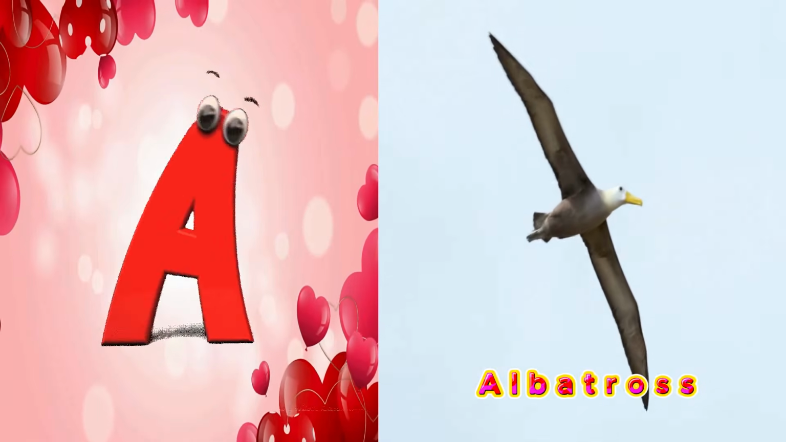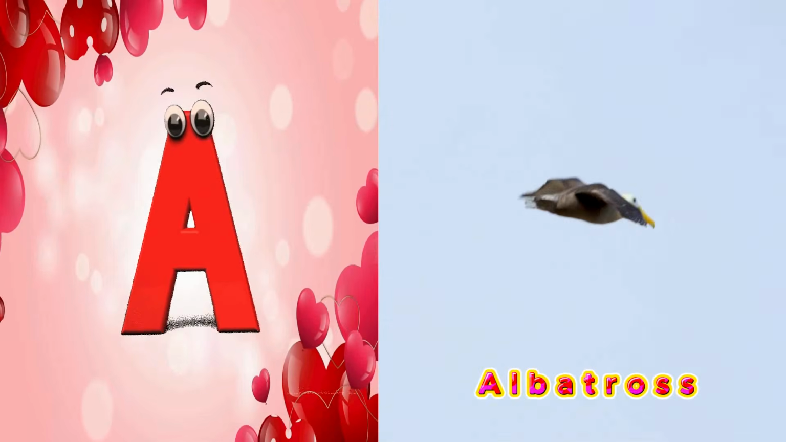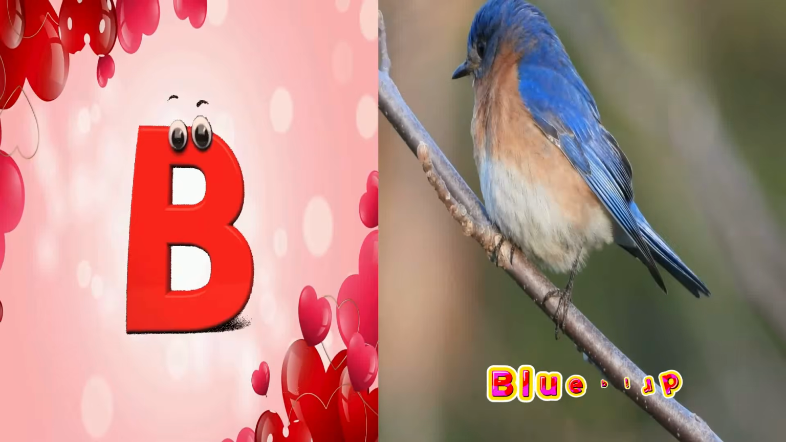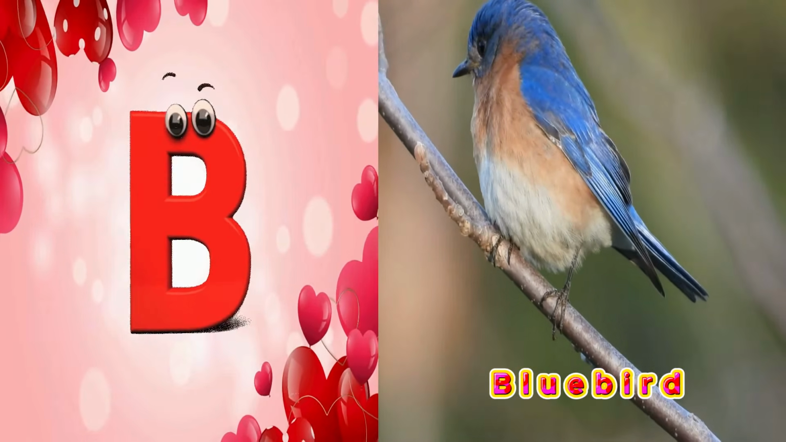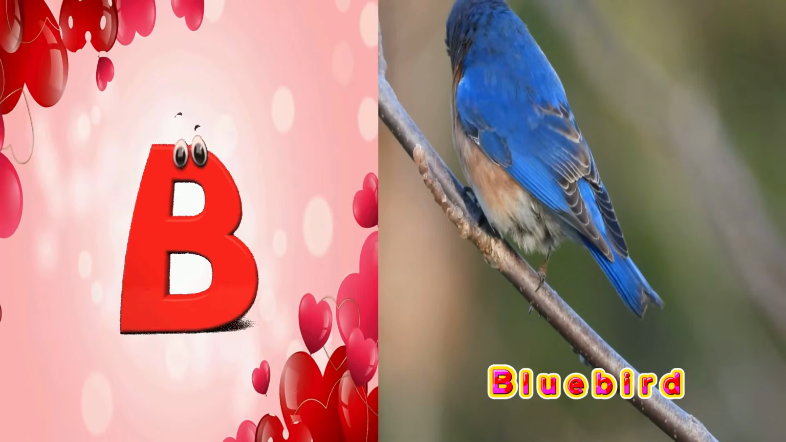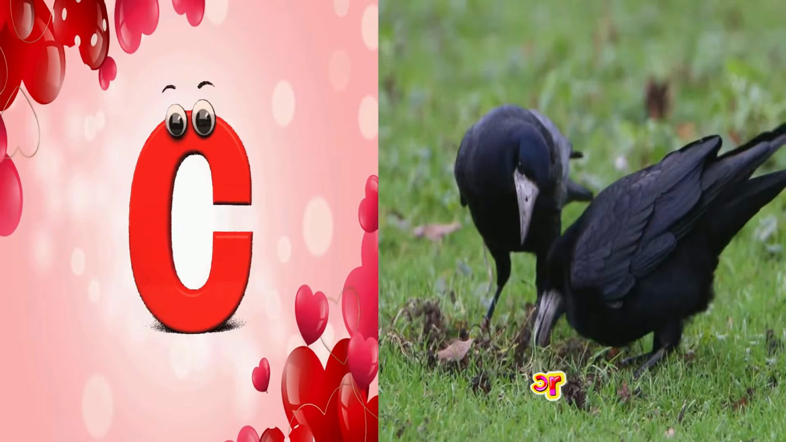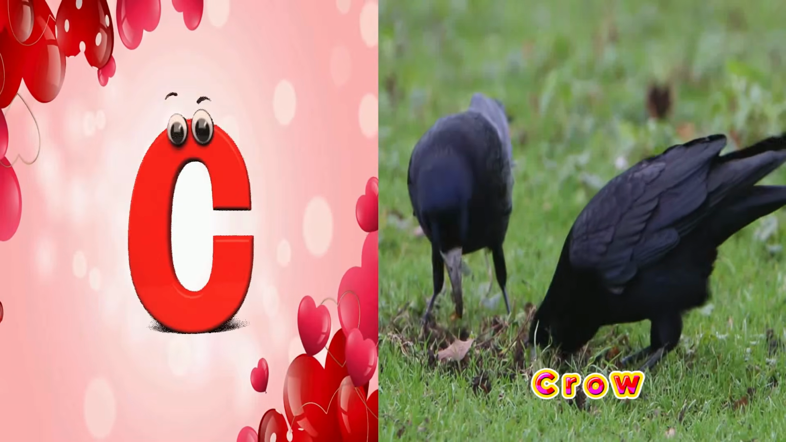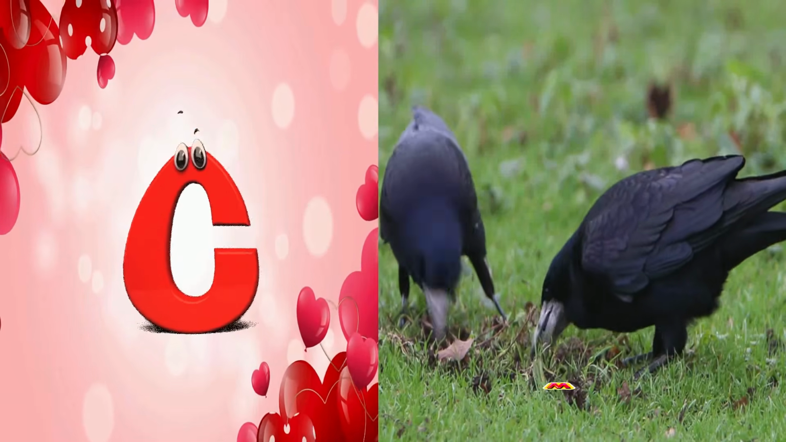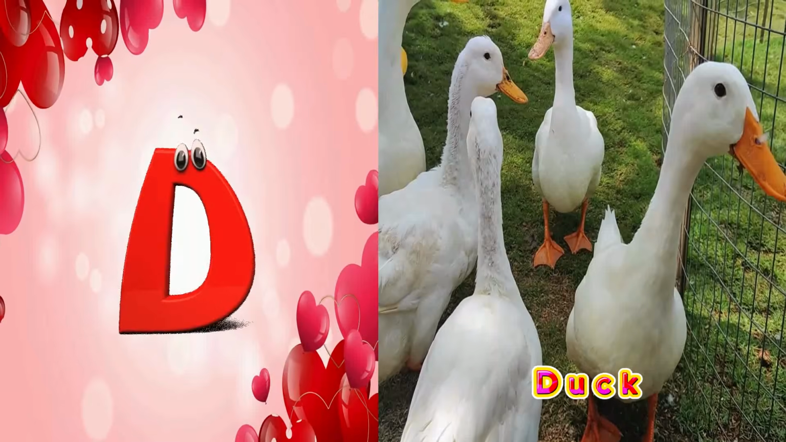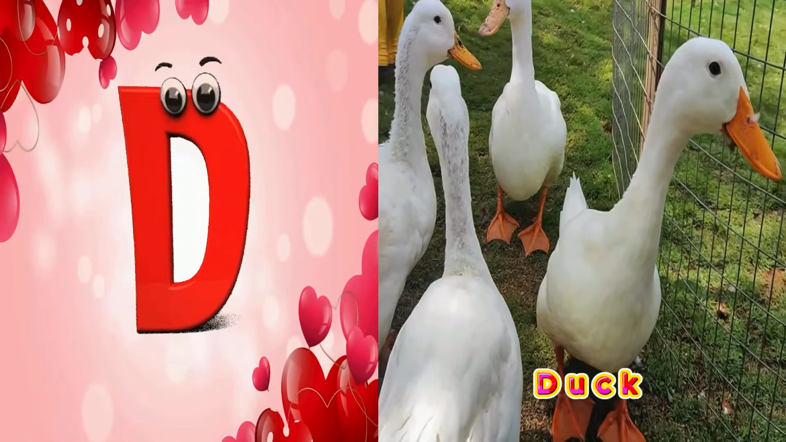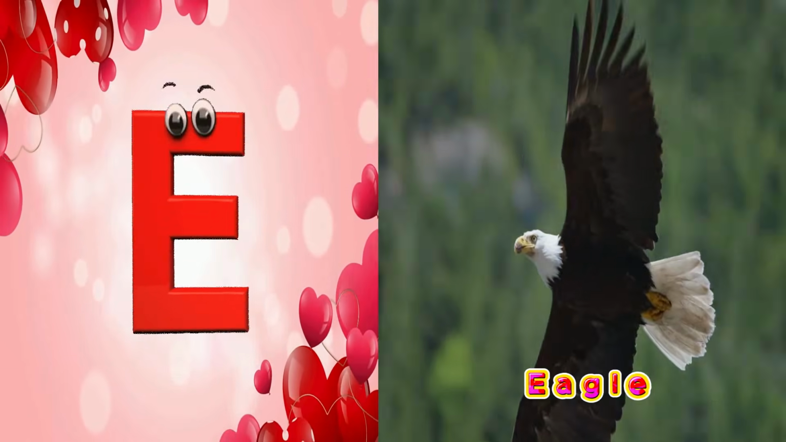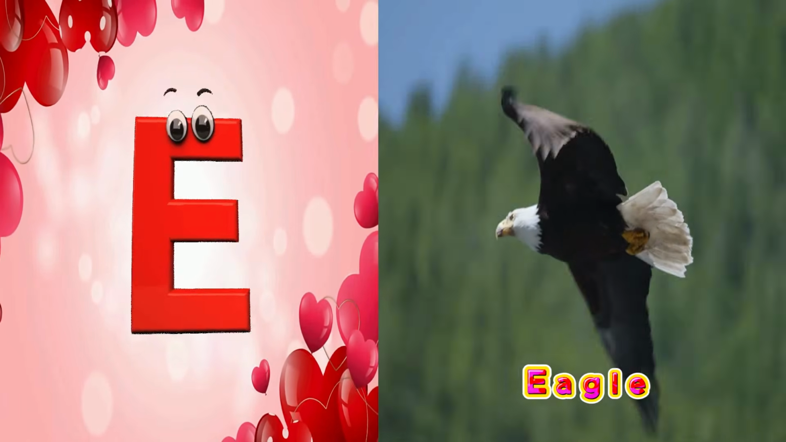A is for albatross. A, albatross. B is for bluebird. B, bluebird. C is for crow. C, crow. D is for duck. D, duck. E is for eagle. Eagle.